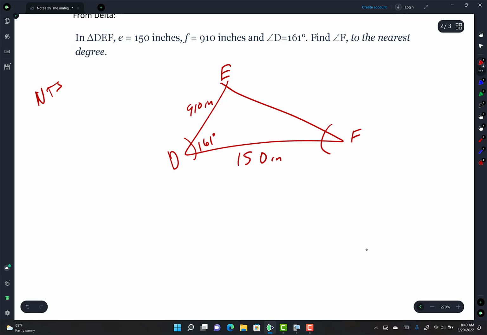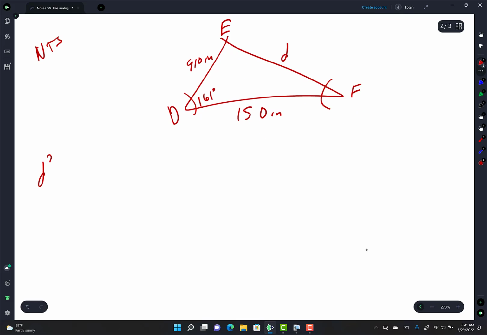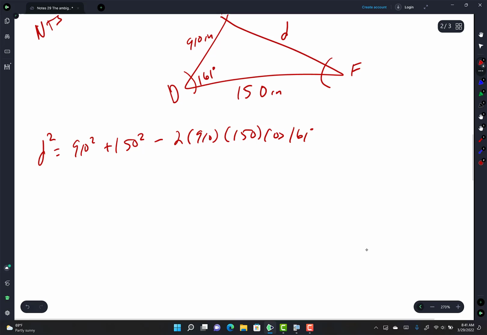Okay. If I want angle F, I need to figure out little d. Does that make sense, guys? So here's a two-stepper. In order for me to figure out little d, I have to use law of cosines. Everything's already perfectly set up for you. So I'm going to write d squared equals 910 squared plus 150 squared minus 2 times 910 times 150 cosine 161. And then to get d by itself, you take the square root of that. D equals the square root of all that. Just type it again.